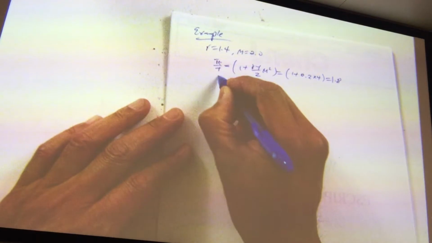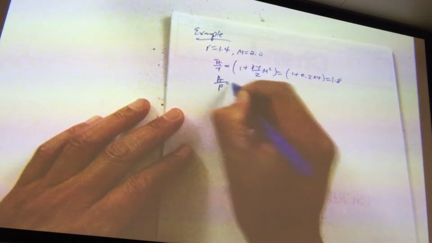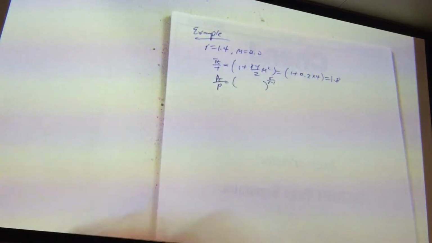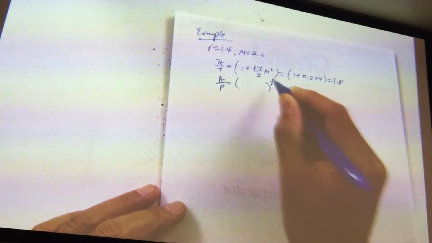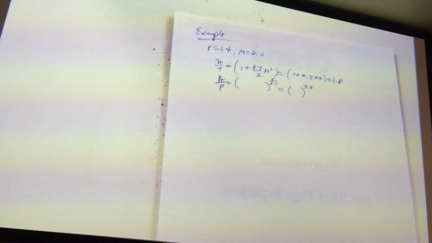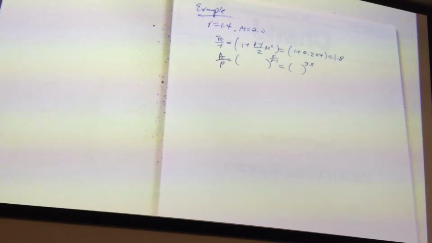Now, so your Pt over P will be equal to Tt over T to the power of gamma over gamma minus 1. So it becomes so easy. You do it so many times, you get 3.5. Because when you are talking about air, gamma is equal to 1.4. All the diatomic gases we have, gamma is equal to 1.4. We have that. Monatomic gases are 5/3.